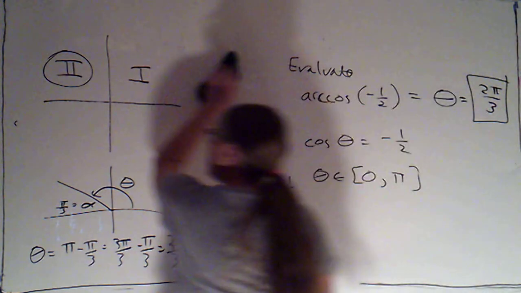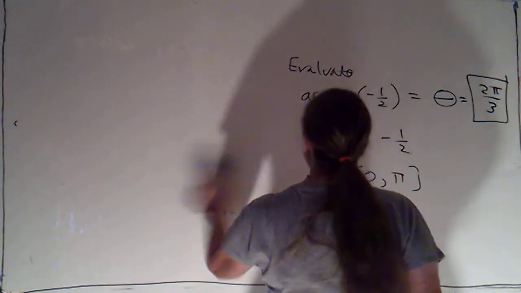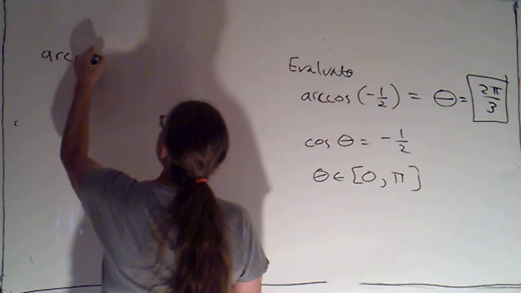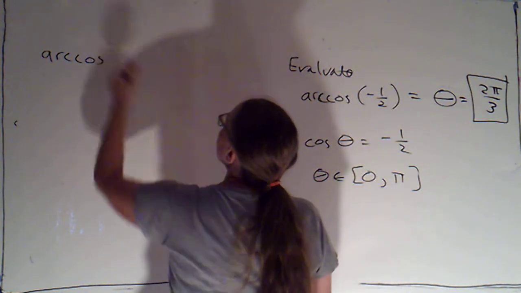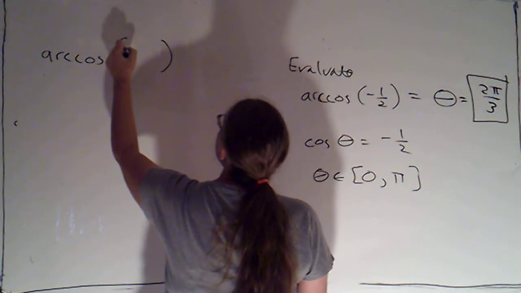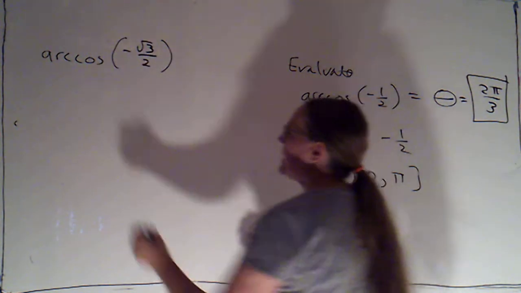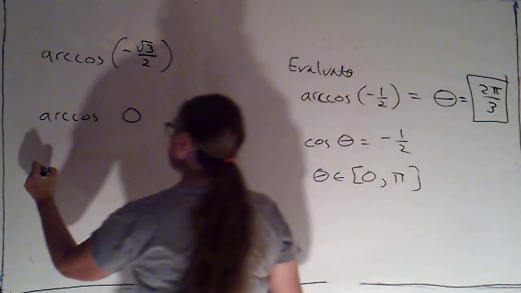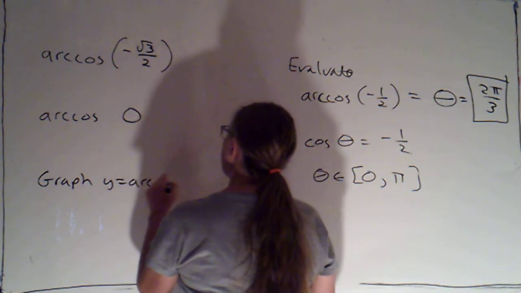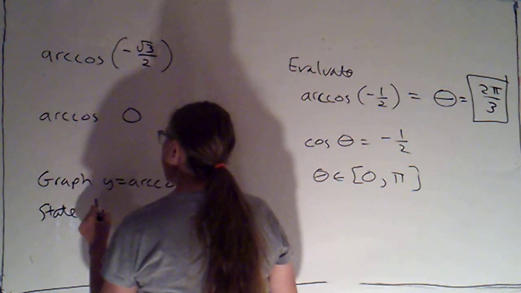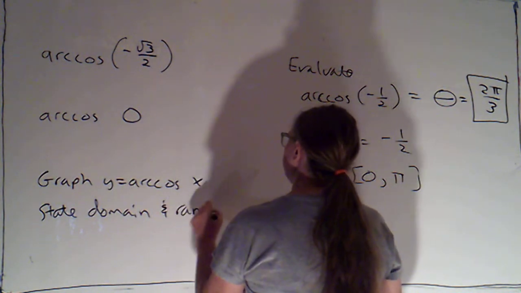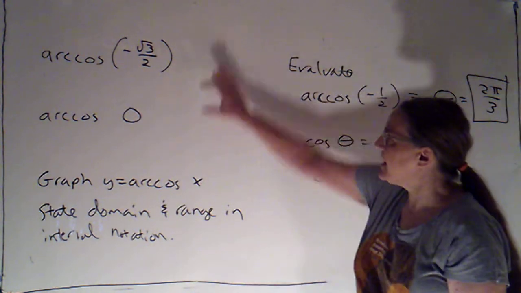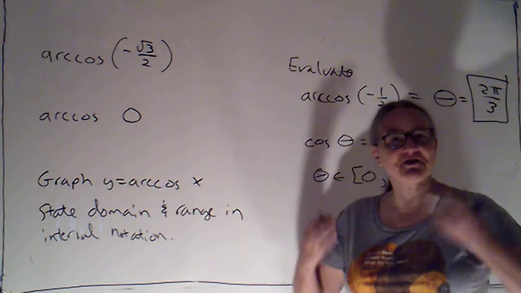I'm going to put up a couple of problems for you to try, and then I suggest you try these before watching the next video. We'll go over them together in the next video. So I'd like to know what is arc cosine of -√3 over 2. And I would also like to know what is arc cosine of 0. And then let's go ahead and graph y equals arc cosine of x and state the domain and range using interval notation. So 3 problems for you to try. Give them a shot, tune into the next video, and check your work.